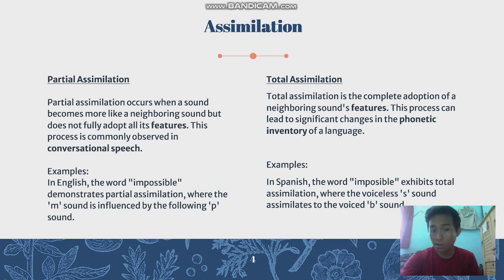And next, we have total assimilation. Total assimilation occurs when a sound changes entirely to match a neighboring sound. For instance, a voiceless sound might become voiced to align with a neighboring voiced sound. So total assimilation results in a more pronounced change compared to partial assimilation.